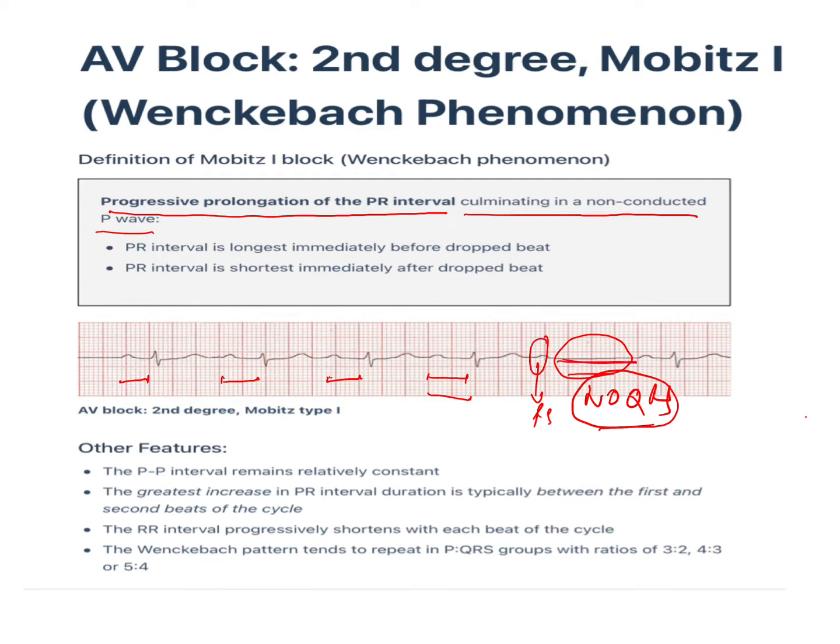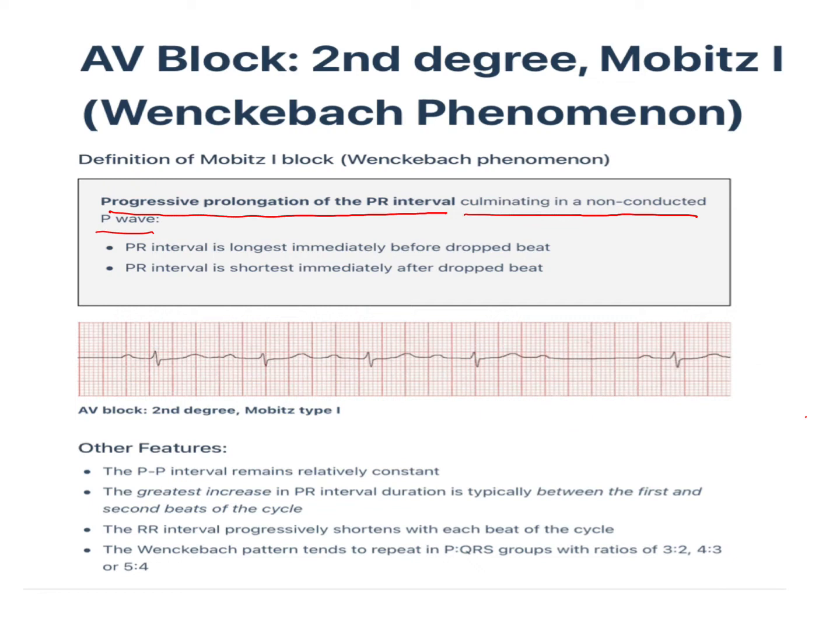Then a new cycle will start. There will be a P wave, formation of the QRS complex, with a small PR interval, though it will be prolonged. Then in the next beat, the P wave will be there, more prolongation of the PR interval, then the QRS complex. Then again there will be a non-conducted P wave, meaning the P wave will be there, but there will be no QRS complex. In this, again we have to remember a few things.